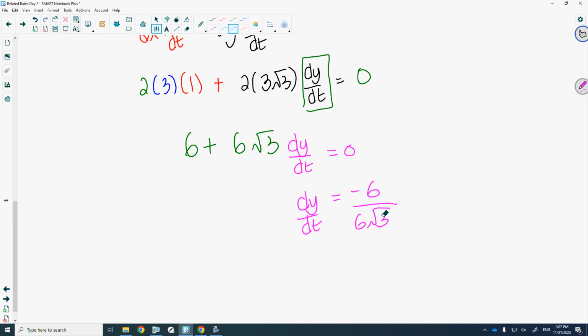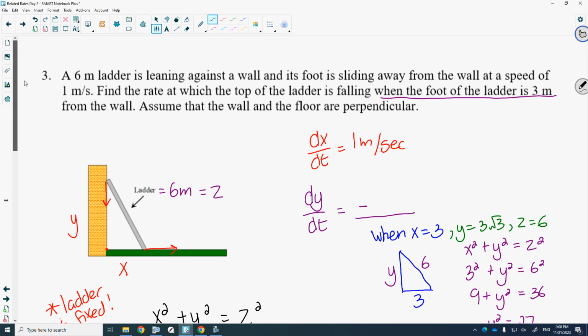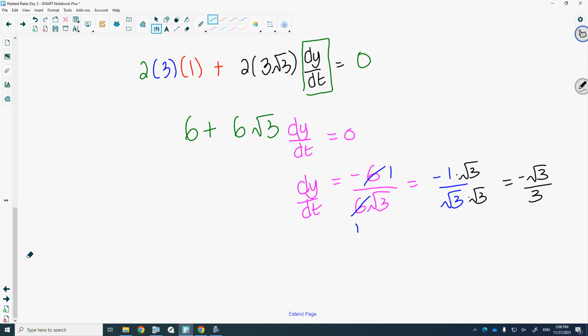So this is the rate at which the ladder is falling. This will go into each other once. So this is the answer. Though remember that some professors might want it rationalized, so just be careful. If they want it rationalized, then that would be negative root 3 over 3. And so the ladder's falling at a rate of whatever this decimal would be, and the units would be meters per second, is the rate at which the ladder's falling.